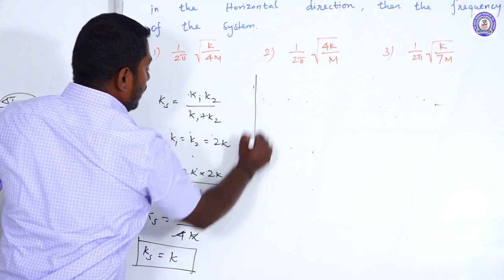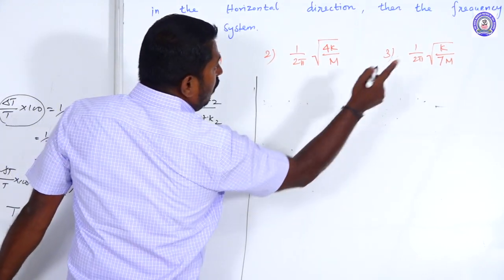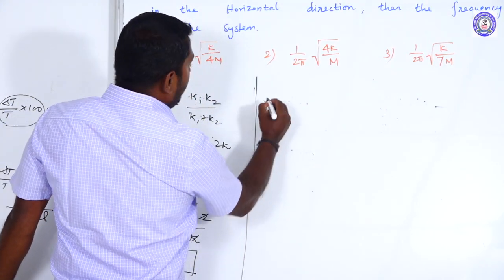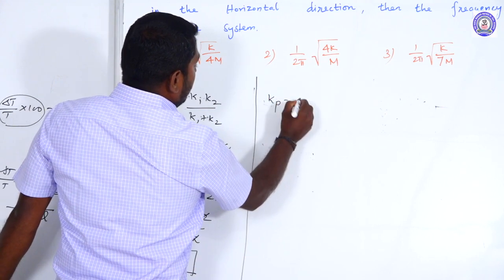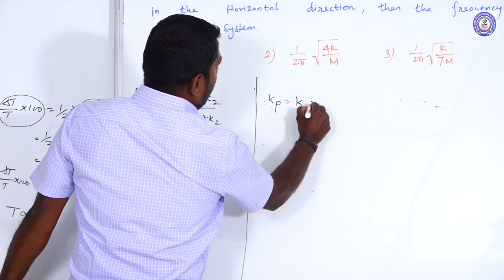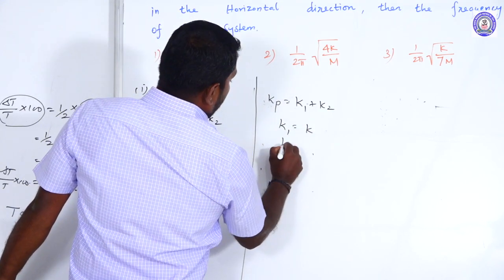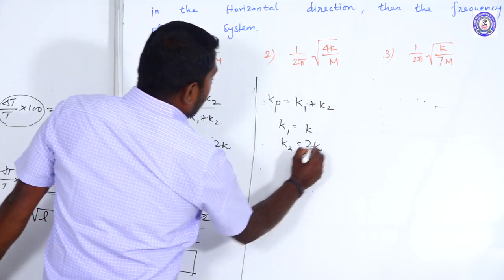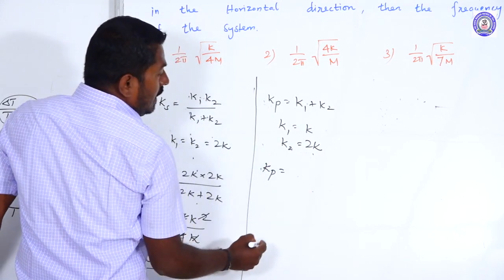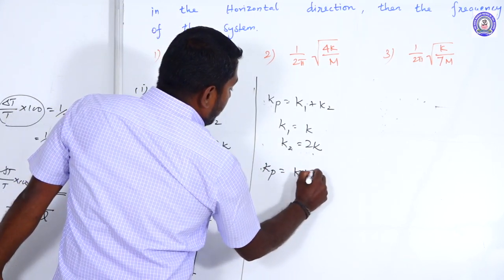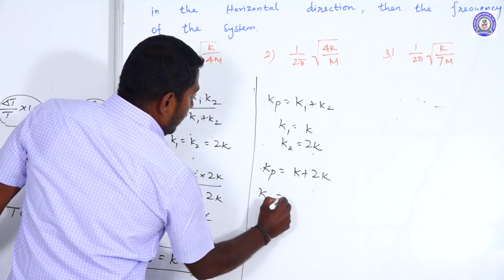Then in the second case, both the springs k and 2k connected in parallel. Effective spring constant connected in parallel, kp is equal to k1 plus k2. So k1 is equal to k, k2 is equal to 2k. Then effective spring constant connected in parallel, k plus 2k. kp is equal to 3k.